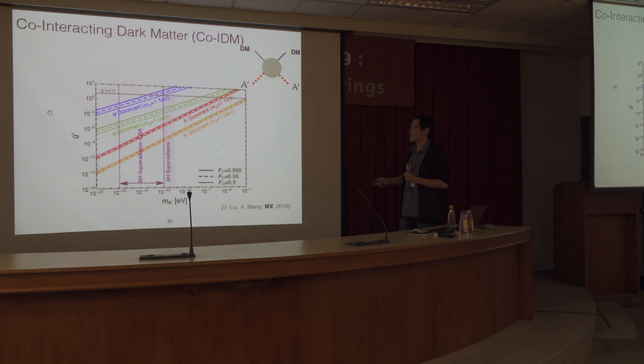So here's the result. The dark photon mass m_A' we're thinking about is in the range of 10 to the minus 22 eV to roughly eV, and here the coupling is not the mixing angle. This is just g', the coupling between the dark matter, dark electron, and A'. When you choose A' dominant, you get this line, and when you choose psi dominant, because you have random walk suppression, you get another line. You need a larger coupling. That's the idea of what we call co-interacting dark matter.